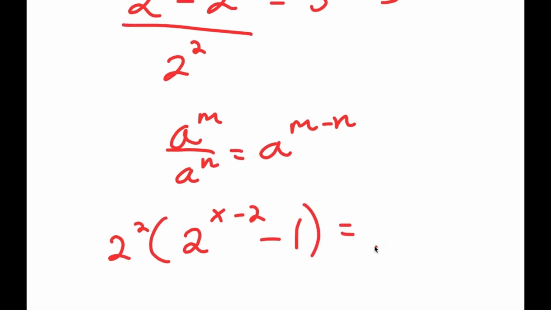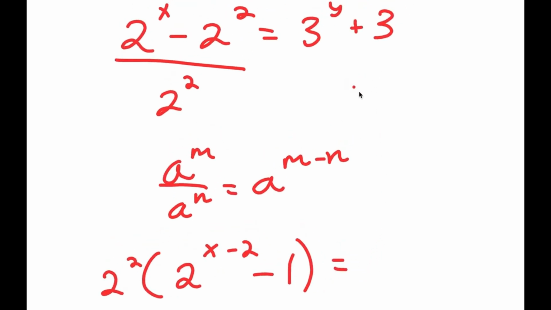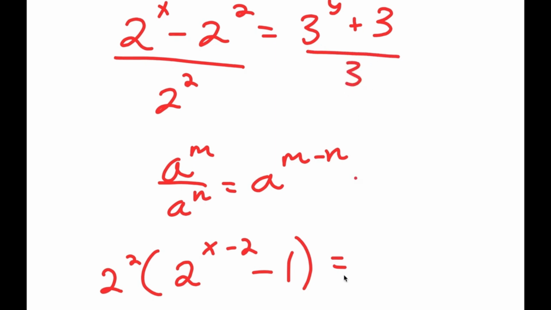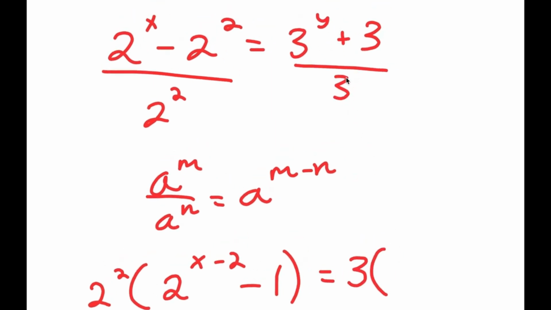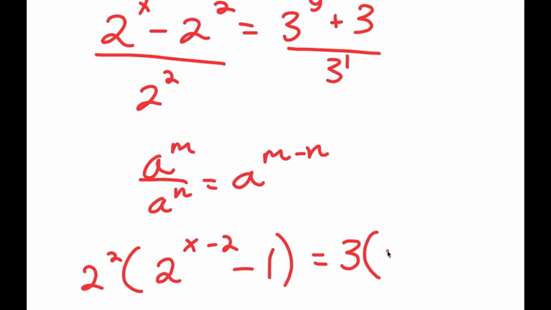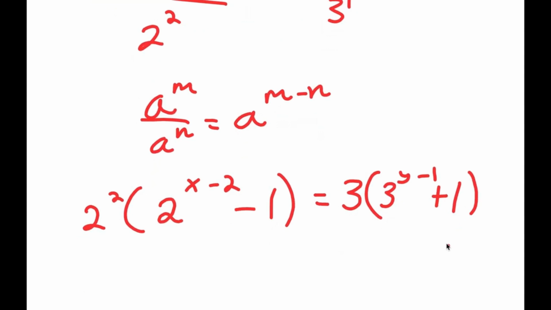And now this is equal to, on this side, I'm going to divide by 3. So I have 3 times 3 to the power of y divided by 3. 3 is the same thing as 3 to the power of 1. So I get 3 to the power of y minus 1. And then 3 divided by 3 is equal to 1. So I get plus 1.